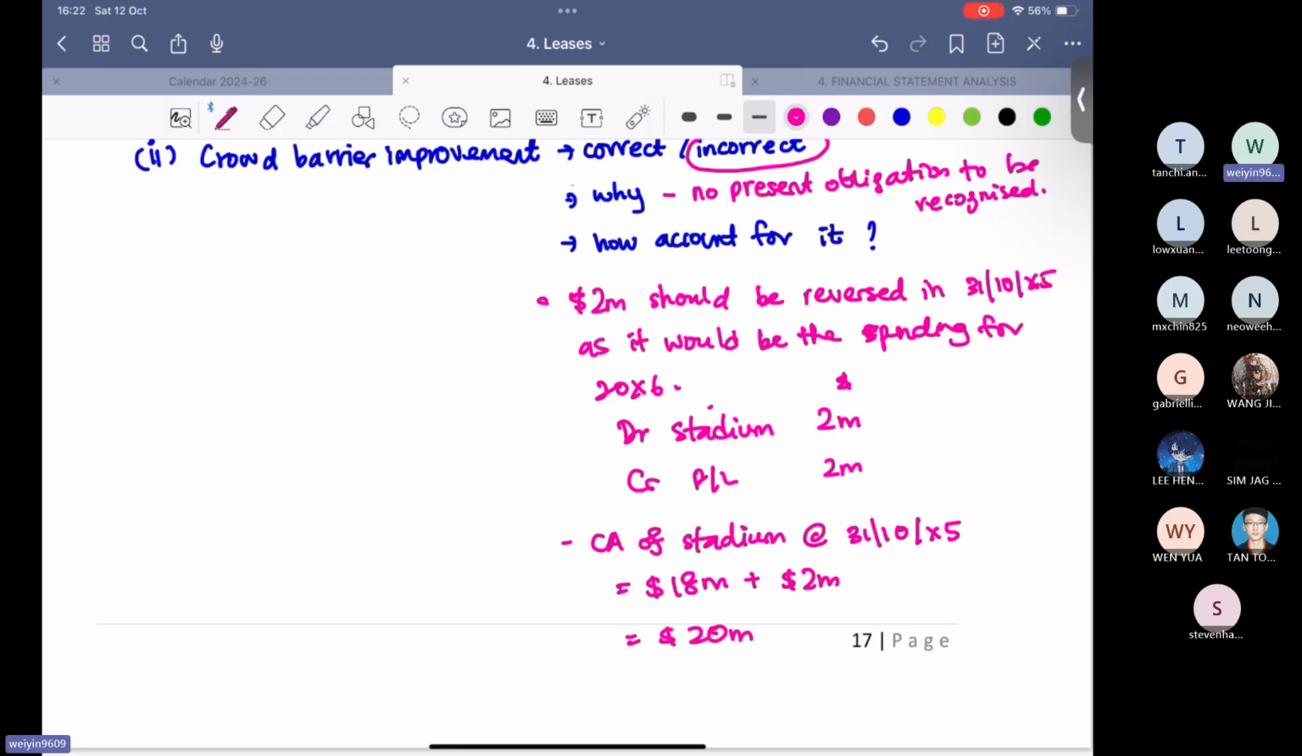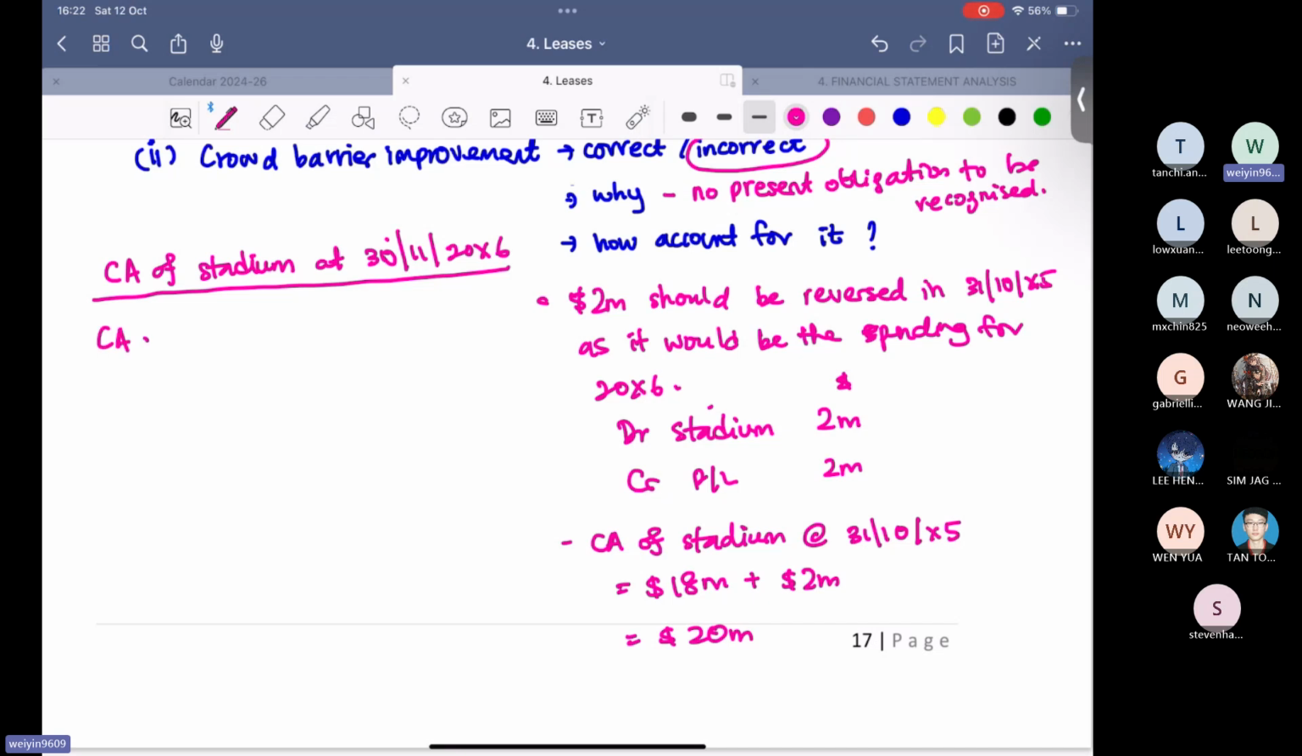So now we calculate the carrying amount of the stadium at 30th November 20x6. Why do I need to calculate this one? Because the question didn't give it to me. It is not mentioned by the question. The question gives me the fair value and the lease payment, but the question didn't give me the carrying amount of the stadium. So I have to calculate it myself.